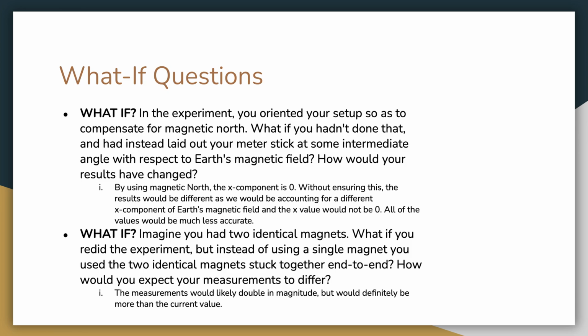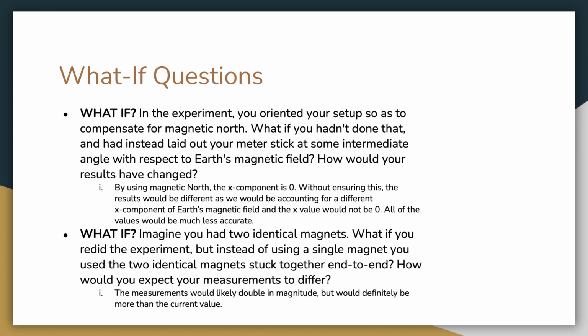If in the experiment I oriented my setup so as to compensate for magnetic north, what if I hadn't done that and had instead laid out the meter stick at some intermediate angle with respect to Earth's magnetic field? My results would have changed because by using magnetic north, the x component is 0. This means only one field is being measured, and without ensuring this, the results would be different, as we would be accounting for a different x value of Earth's magnetic field, and the x value would not be 0. All of the values would be much less accurate.